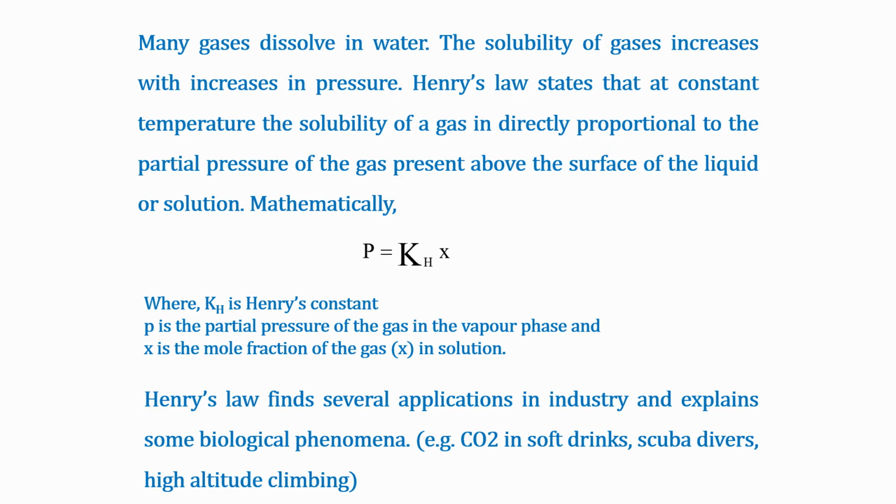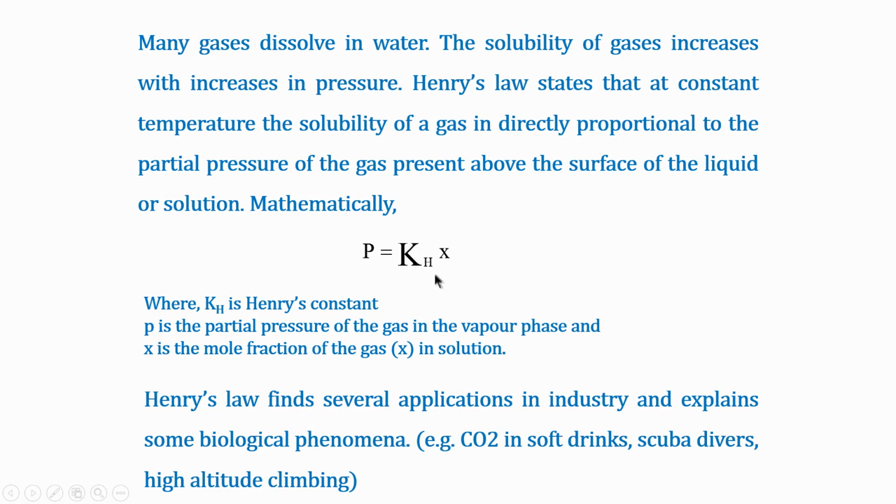What you should remember is, imagine a beaker containing water and a gas above that. The gas will dissolve in water. The solubility of the gas that dissolves will be proportional to the pressure of the gas that is maintained above. That is what Henry's law is about. Mathematically, we can express it like this: P = KH X. Here KH is a proportionality constant known as Henry's constant, and P is the partial pressure of the gas in the vapor phase. So, what is partial pressure?